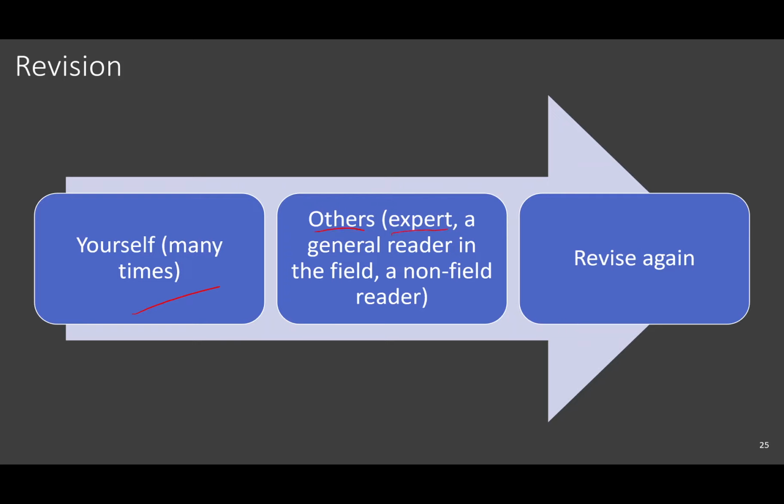And then some revision strategies that people use is to ask others to read. First, an expert in your area, a colleague who truly understands your work. Maybe a general reader in your field, maybe a colleague in your department who is not in the same field as yours. Maybe a non-field researcher or reader also. Then if all 3 people say that they can make some sense of your work, that means your writing is good, and then revise again.